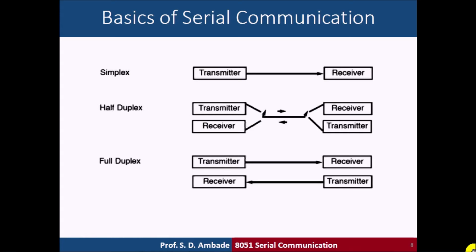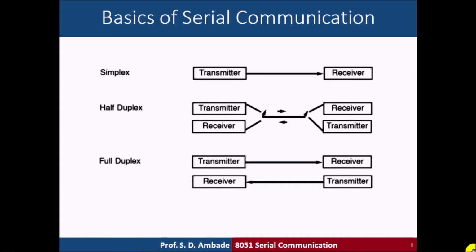An example of this communication is radio or television, where the broadcasting station is only able to transmit data and the client station is only able to receive the data. Then another mode of communication is duplex. It is further classified into two parts: half duplex and full duplex.